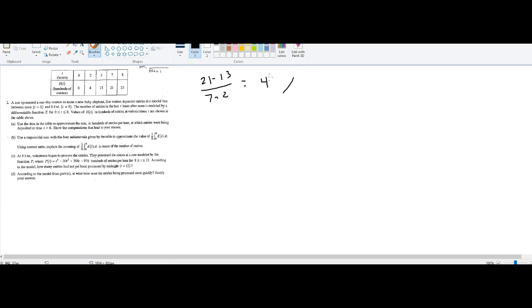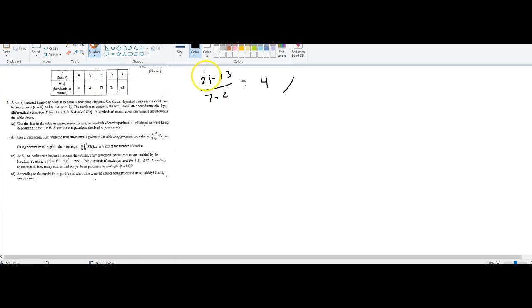Okay, so let's do problem 2a. What does problem 2a say? Use a data table to approximate the rate, in hundreds of entries per hour, at which entries were being deposited at time equals 6. Show the computations that led to your answer. Well, time equals 6 is not on my chart, but that's okay because I want to estimate the rate between 5 and 7. The best way to estimate it, if you've only got data points, is to take the slope, the average slope.